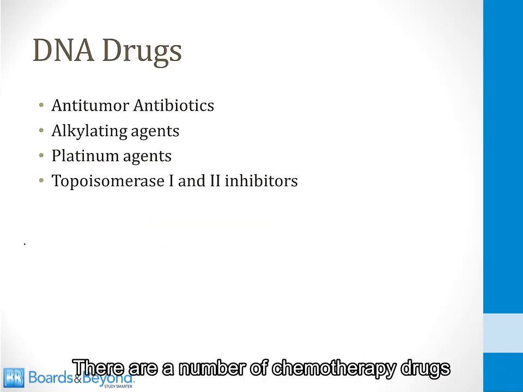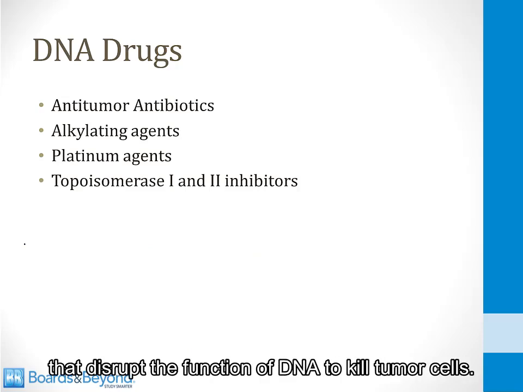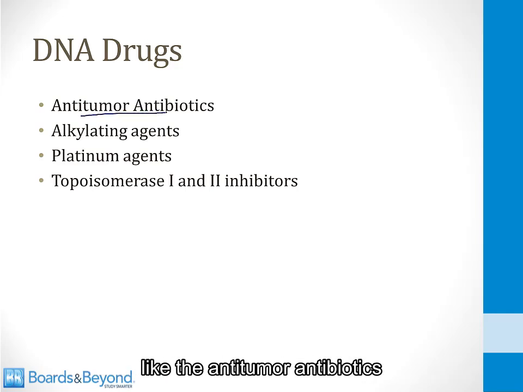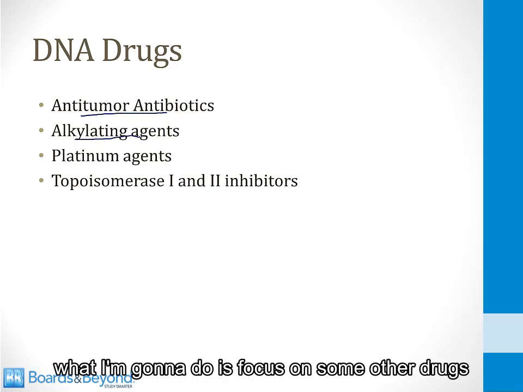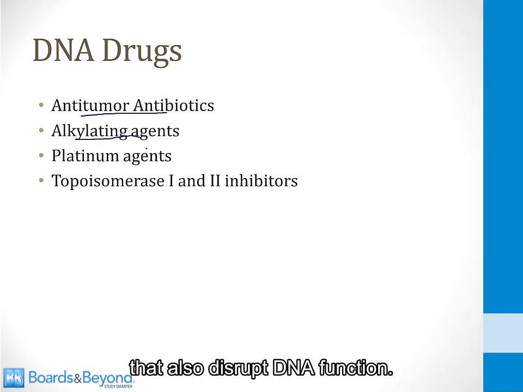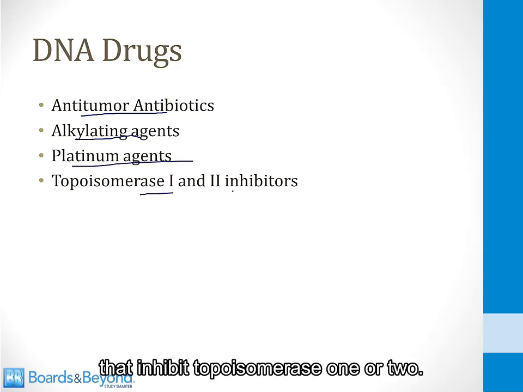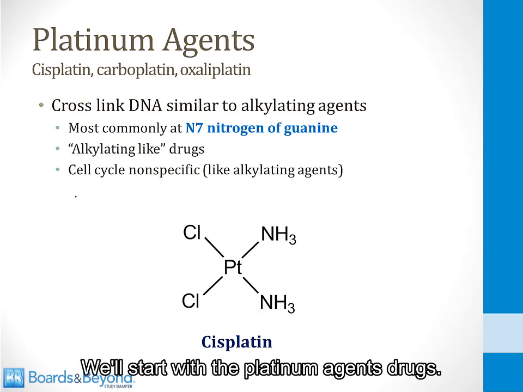There are a number of chemotherapy drugs that disrupt the function of DNA to kill tumor cells, and some of these I talk about in other modules, like the anti-tumor antibiotics and the alkylating agents. In this video, what I'm going to do is focus on some other drugs that also disrupt DNA function, and those are the platinum agents and the drugs that inhibit topoisomerase 1 or 2. We'll start with the platinum agents.